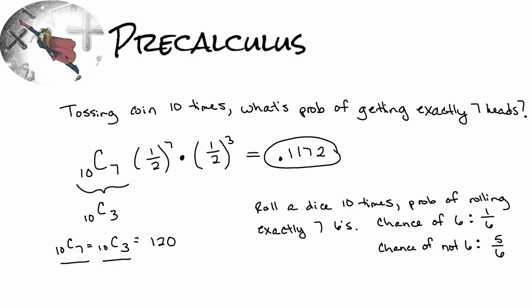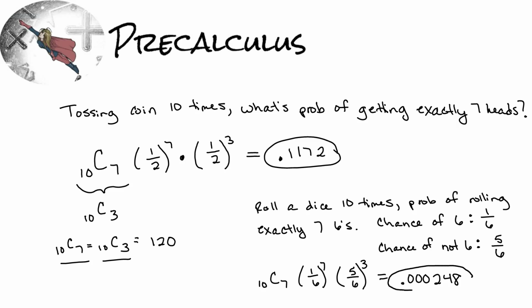So the way this would get pieced together is almost identical. Out of the 10 rolls, you want to choose any 7 of them to come up as a 6. The chance of rolling a 6 is 1/6. So that's to get a 6, and we want exactly 7 of those. The chance of not getting a 6 is 5/6, and we want exactly 3 of those. So this right here would give you the correct answer to this question. And this ends up being 0.000248 when you do it in the calculator.